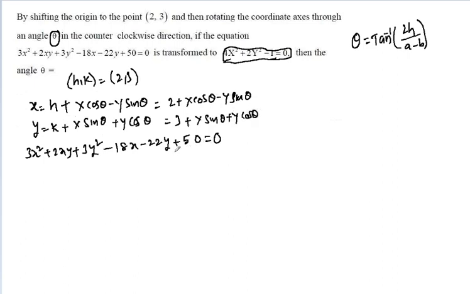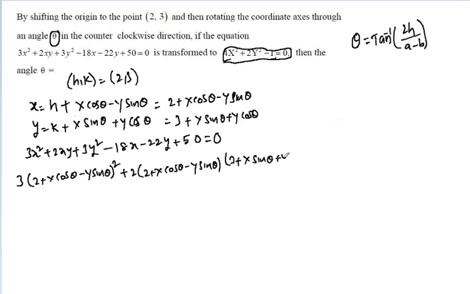Substituting these values in the equation: 3 into (2 + X cos theta - Y sin theta) whole square, plus 2 into (2 + X cos theta - Y sin theta)(3 + X sin theta + Y cos theta), plus 3 into (3 + X sin theta + Y cos theta) whole square, minus 18x minus 22y plus 50 is equal to 0.